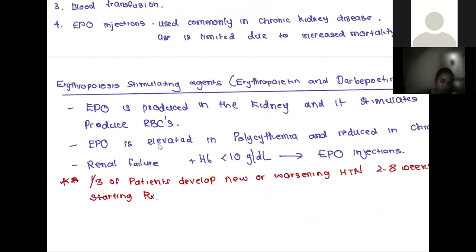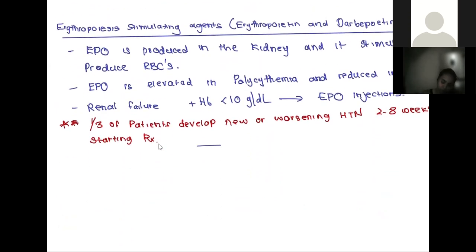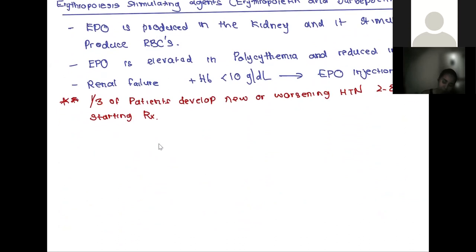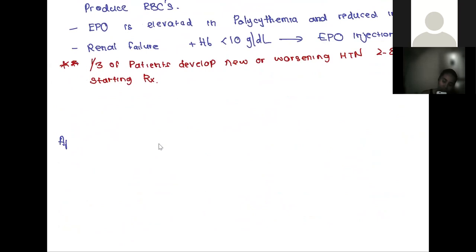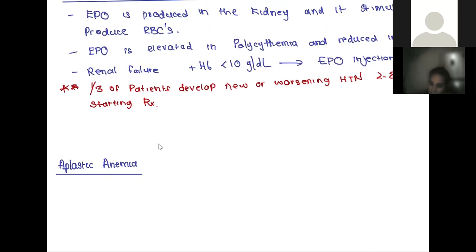That point, I need you to understand. This point is very important. This is especially important for surgical topics. Next, let's talk about the next topic, aplastic anemia. So after today's lecture, we are done with all the anemias, the red blood cell disorders. We'll be starting platelets soon, okay?